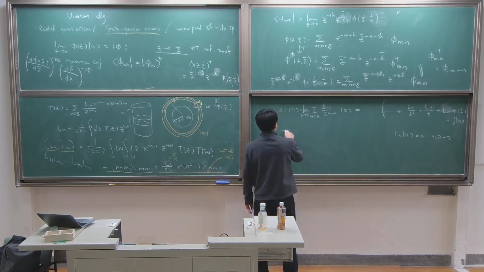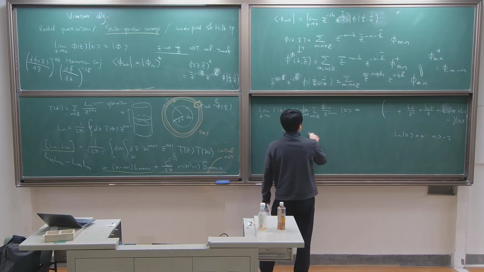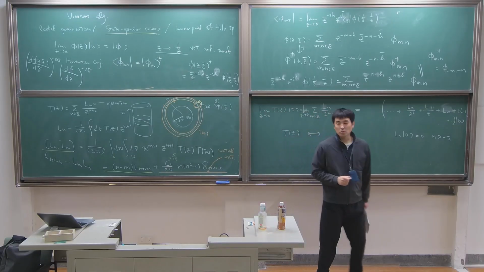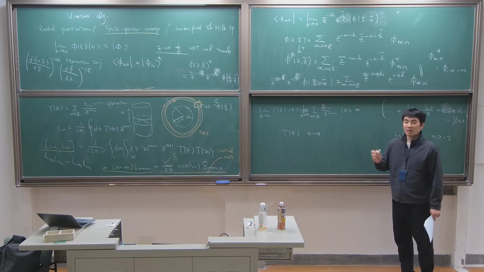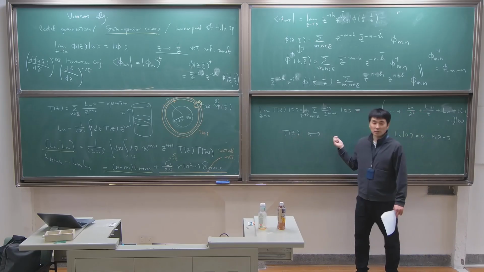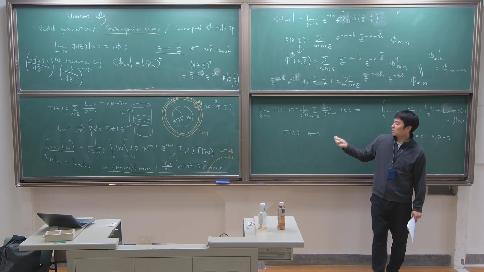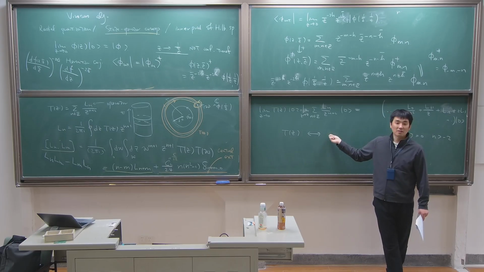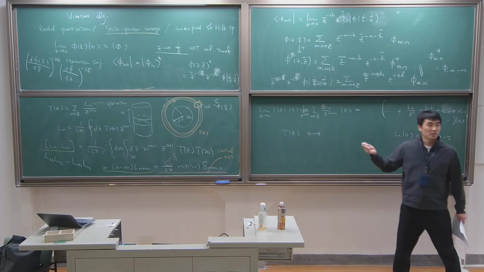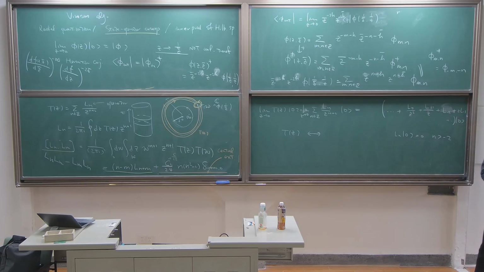So T(z) is the operator in the state-operator correspondence. What should be the right-hand side? This is the operator. The state is what? What is the corresponding state for T(z) under this state-operator correspondence?